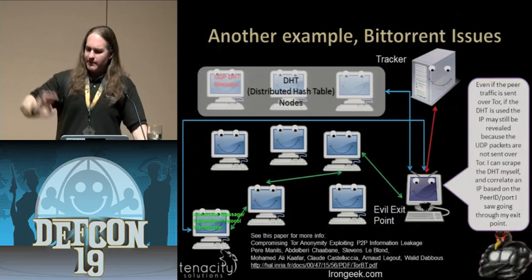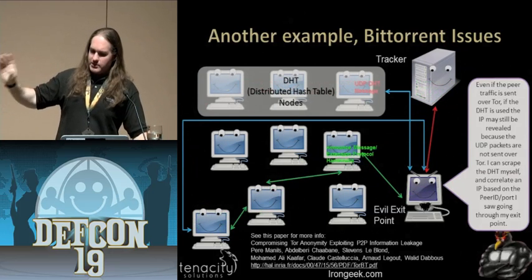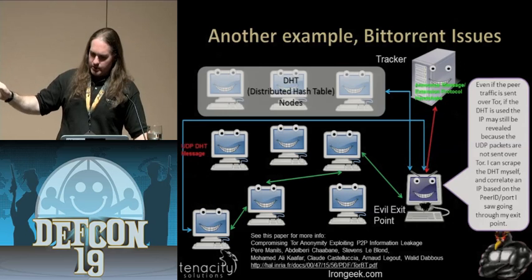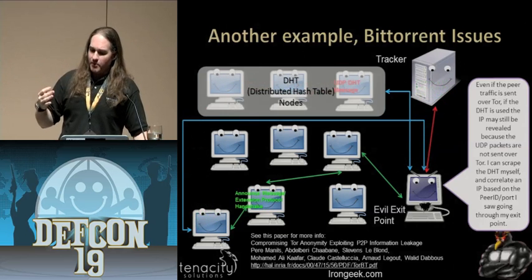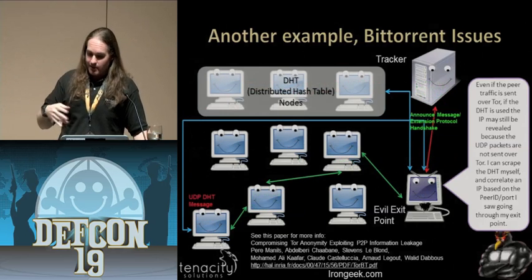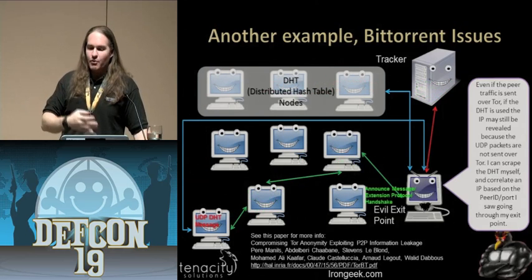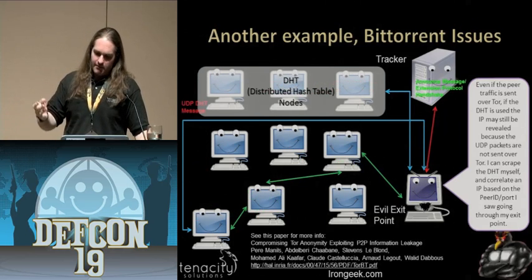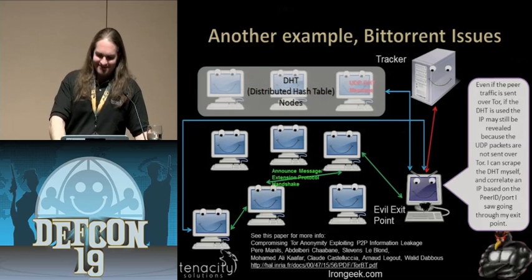But even if the peer traffic is sent over Tor, if the DHT, the distributed hash table, is used, the IP may still be revealed because UDP packets aren't sent over Tor. So you can scrape the DHT and find out who all is sharing that particular file based on peer ID and port ID.